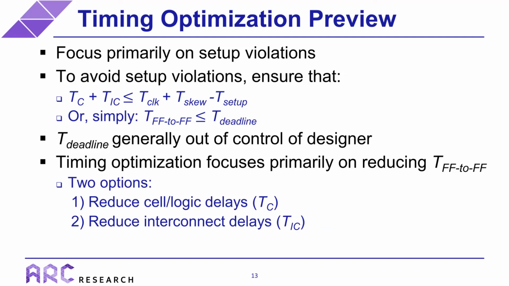So what this means is that our actual timing optimization is going to focus on reducing the delay between flip-flops. Well, we know that this delay consists of two things, cell delays and interconnect delays. So this suggests we have two primary options for timing optimizations. One, reducing the cell delays, usually through some form of logic optimization, and two, reducing the interconnect delays.